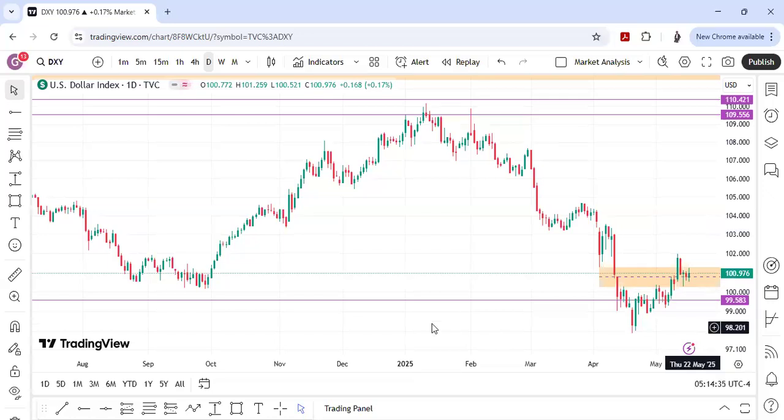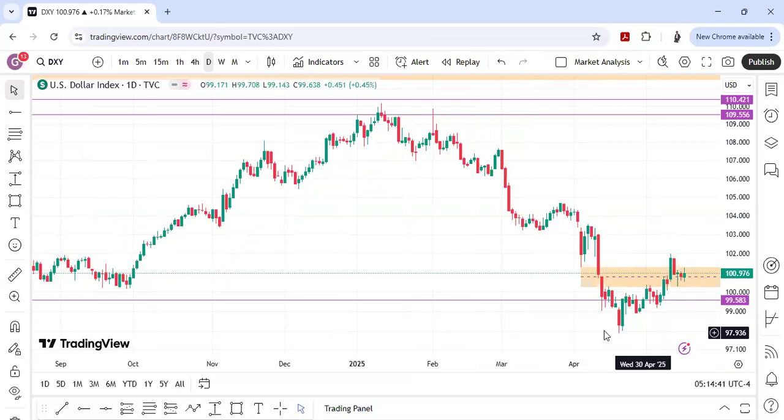But if the market starts to tear higher, expand higher, then this would be a low. This would be like a sell side liquidity taking, and then the market maker buy model is in play. So that's how I'm looking at the market right now.